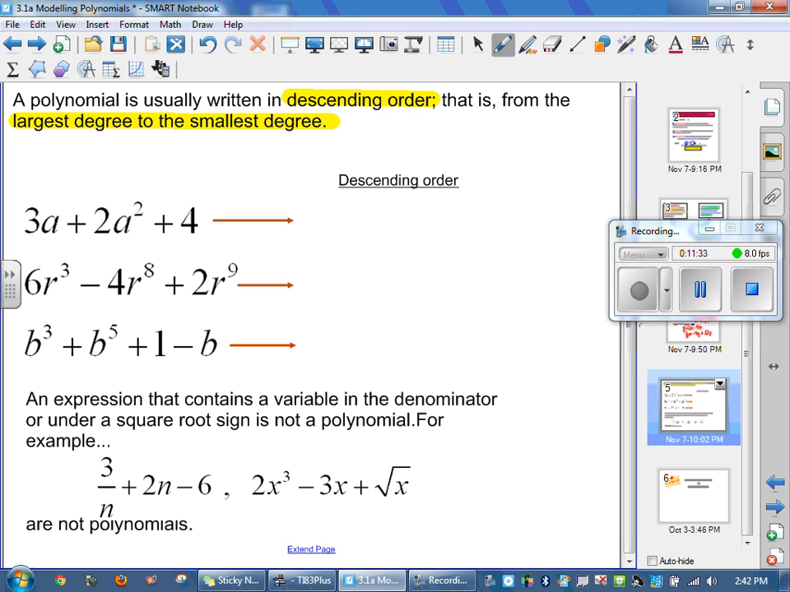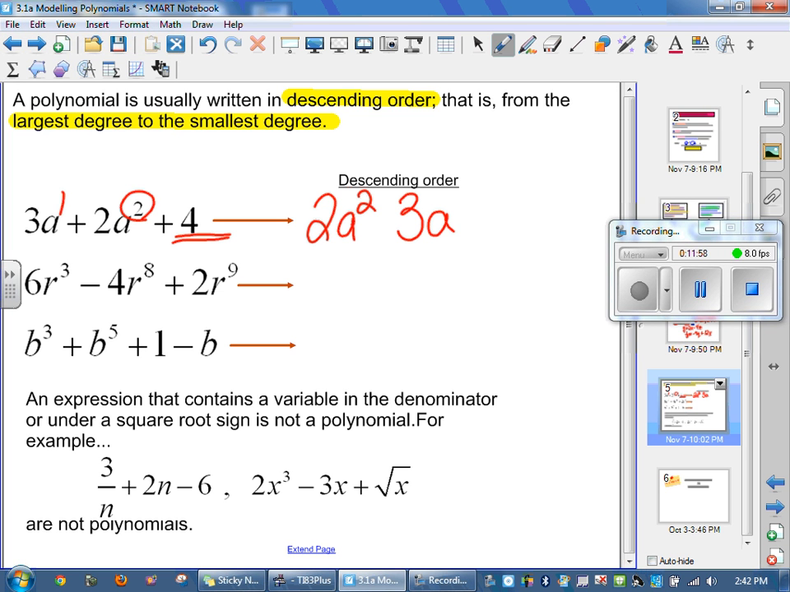So if I check my exponents here, the a has a hiding 1, this guy has a 2, and this guy has no variable, he's my constant. Constants always go last, okay? So we're going to start this one. We have to put the 2 first, 2a squared. The next one's going to be our 3a. Now what kind of 3a is it?